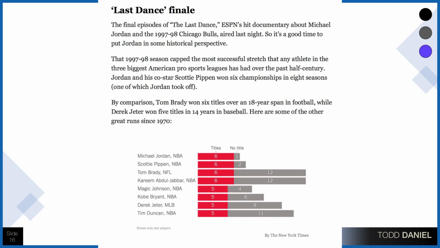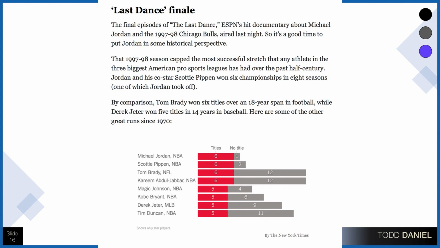This is from The Last Dance about the Chicago Bulls. Here's another stacked bar chart. And here they're using 2 bits of data. One is in red, the number of titles won by each of these players, not just in the NBA, but there's an NFL player, Tom Brady. So the number of titles compared to the number of years in which they did not get a title.